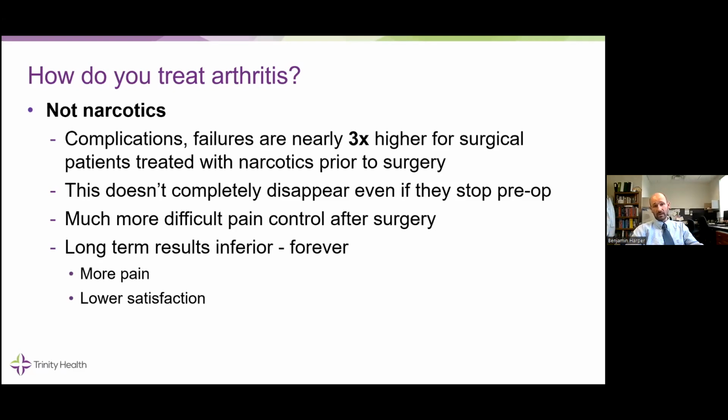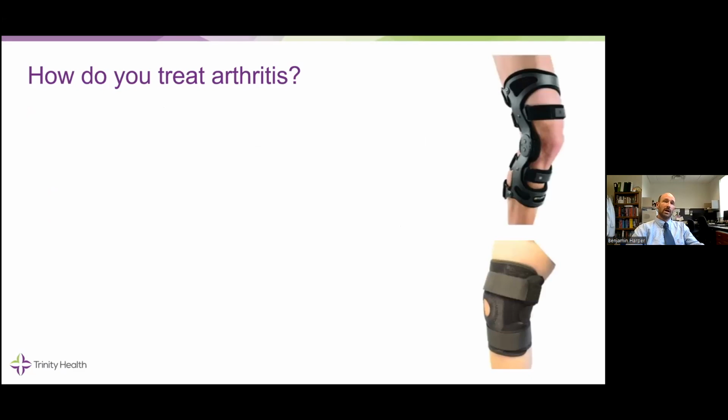Yep, more pain, lower satisfaction, and poorer function in studies if you're on narcotics prior to surgery. So that's why we really do try and stay away from those.